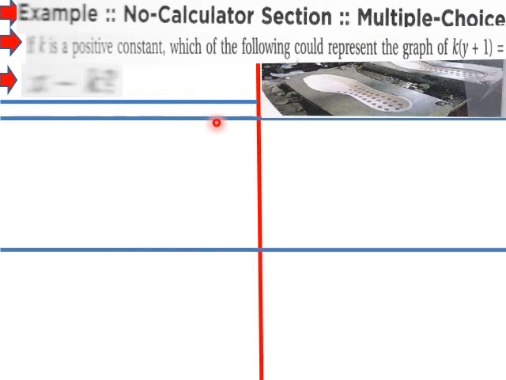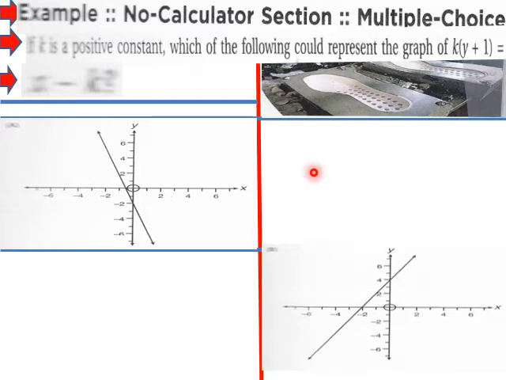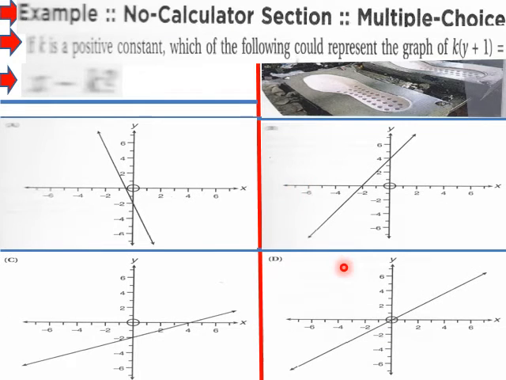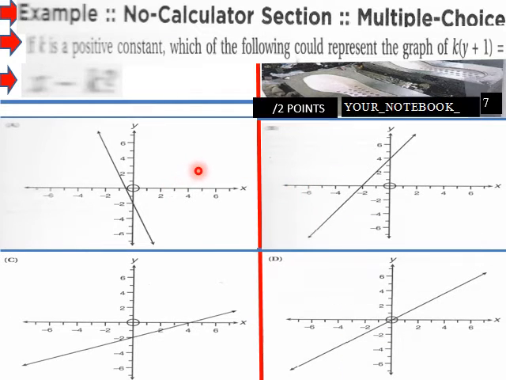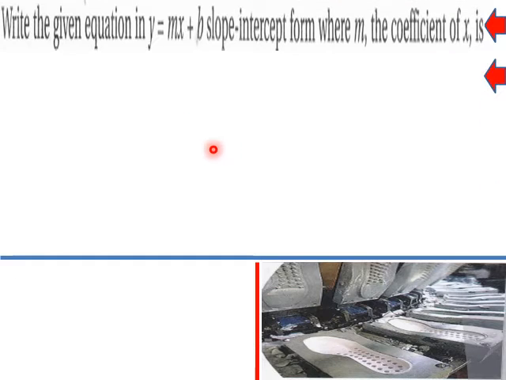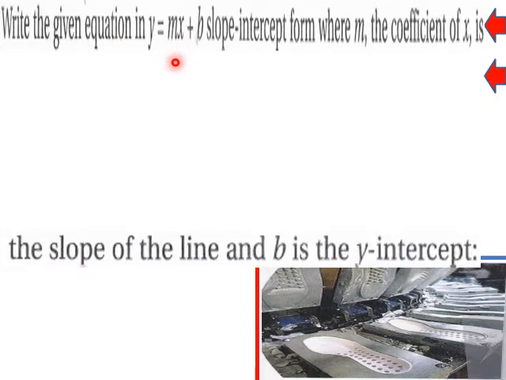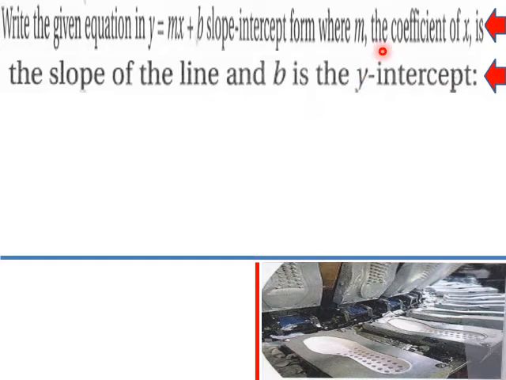No-calculator section. If k is a positive constant, which of the following could represent the graph of k times (y plus 1) equals x minus k? That's what this is, x minus k. We have 4 graphs here. Write the given equation in slope-intercept form, y equals mx plus b. The coefficient of x is the slope of the line and b is the y-intercept. So we have this here.